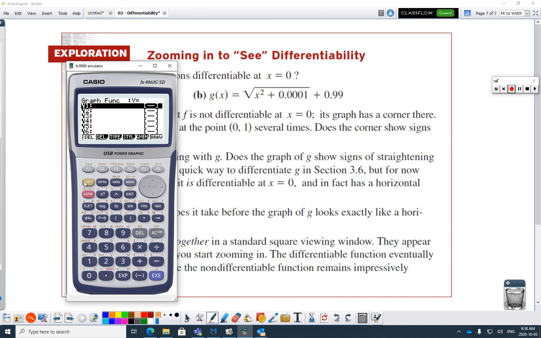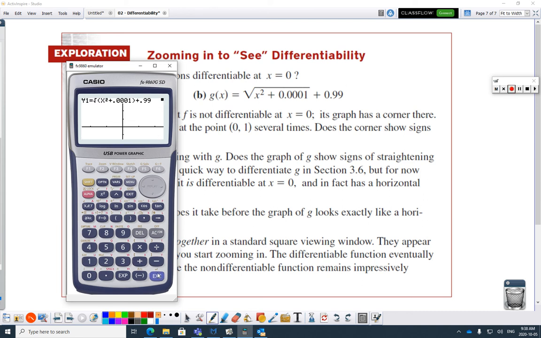They say also graph square root, bracket, x squared plus 0.0001, plus 0.99. Enter. Draw. And you think, oh, it's the same graph. Yeah, it looks the same. It looks very, very similar, but I'm going to start zooming in again here. Zoom in on that corner. You see, it still looks cornerish. You're unimpressed. You're like, yeah, whatever.